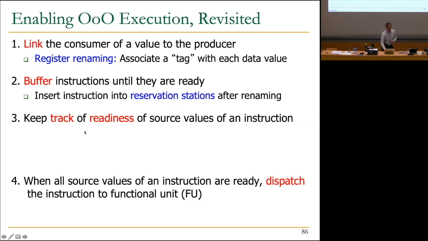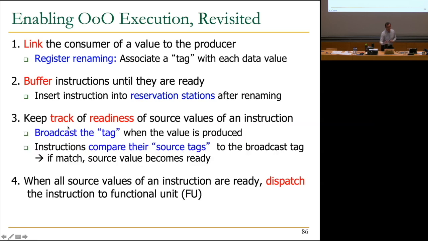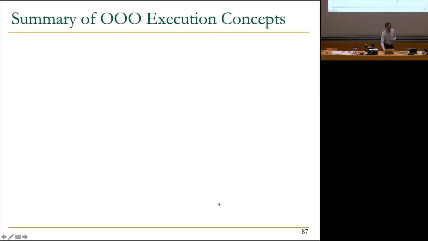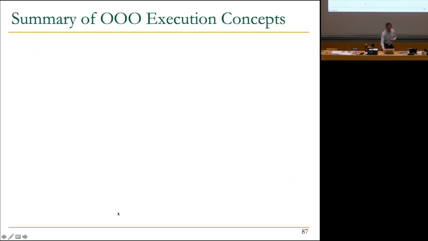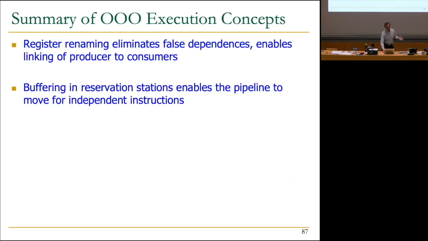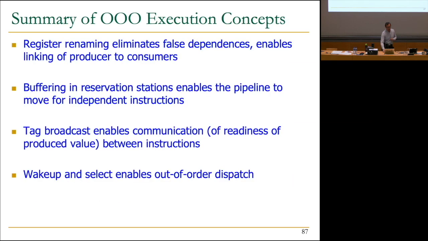Inside the reservation stations, we keep track of the readiness of source values of an instruction, which means that instructions broadcast the tag when the value is produced, and instructions that are waiting in the reservation station compare their source tags to the broadcast tag. If there's a match, the source value becomes ready. And when all source values of an instruction are ready, you dispatch the instruction to the functional unit. This means you wake up, select, and schedule the instruction. So I think we've summarized these concepts.